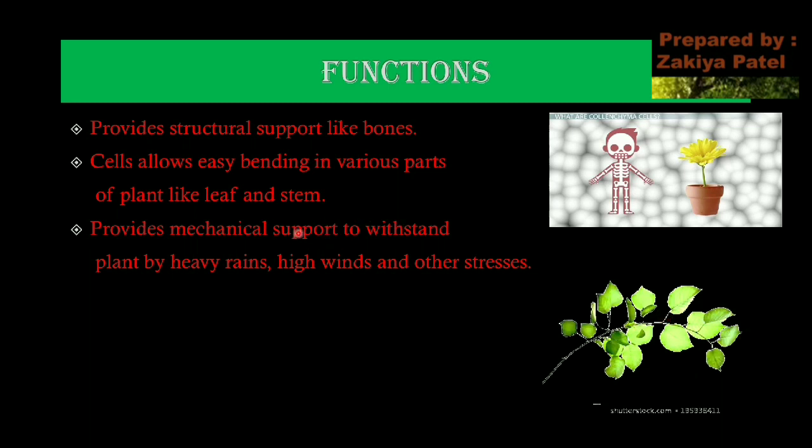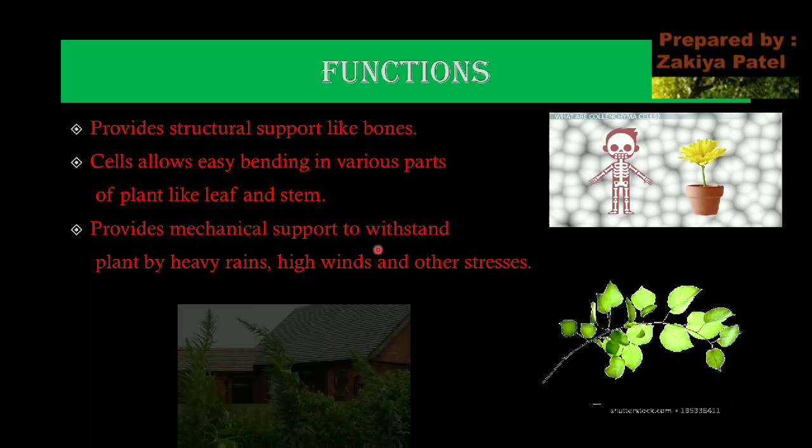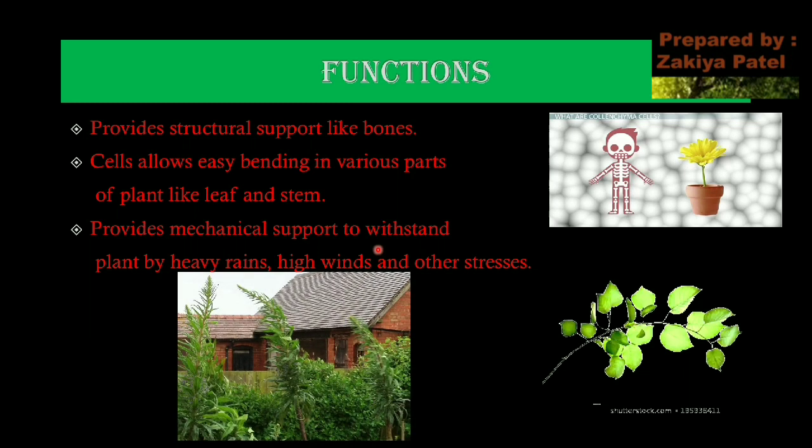Third function is, it provides mechanical support to withstand heavy rains, high winds and other stresses. That it provides mechanical support so that the plant is able to withstand heavy rains, high winds and other stresses. This is about the functions of the collenchyma.